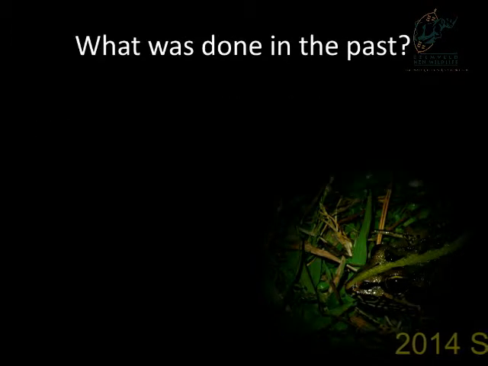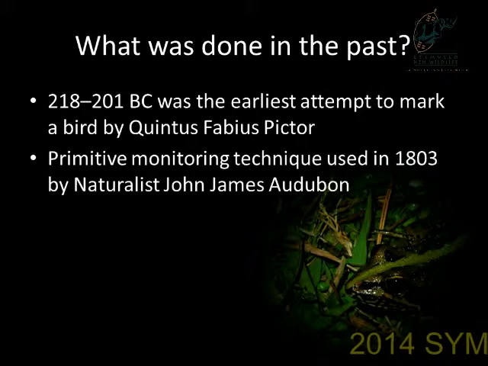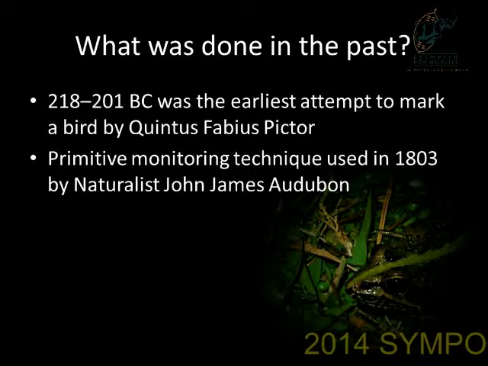So if we look at what was done in the past, even as early as between 218 and 201 BC, there was a Roman officer by the name of Quintus Fabius Pictor, and he was sent a crow by his besieged garrison, and then he tied a piece of thread around the crow's leg and sent a message back to them. And in 1803, there was an enthusiastic naturalist, John James Audubon, and he wondered whether migrating birds returned to the same site every year. So he also took a piece of string and tied it around a bird's leg before it flew south, and indeed the next year that same bird returned to the same area.